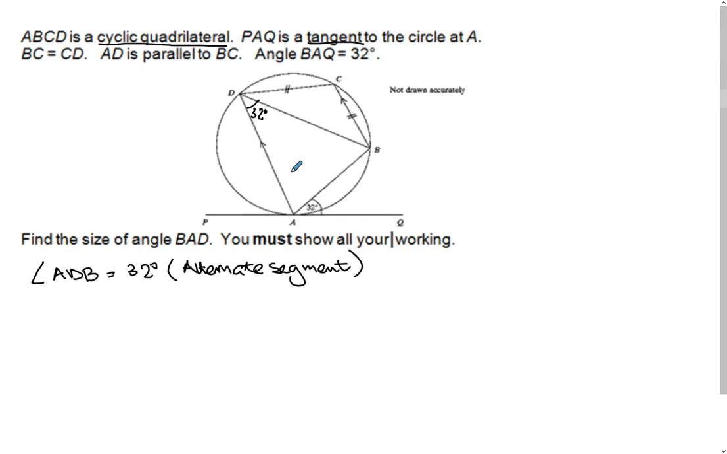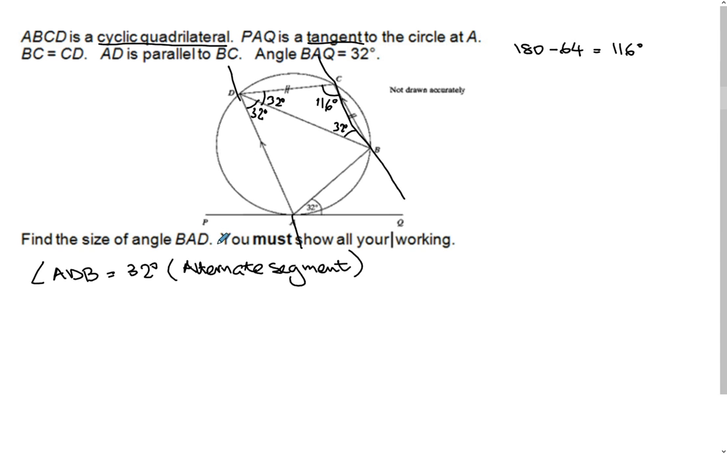AD is parallel to BC. So what I do, anytime I have parallel lines, I just extend them, and then chances are I can see an F, a corresponding angle, or a Z, an alternate angle. So here, can you see your alternate angle there? So that is 32, so that is 32. And then 180 minus 2 lots of 32, which is 64, equals 116. So that is 116.